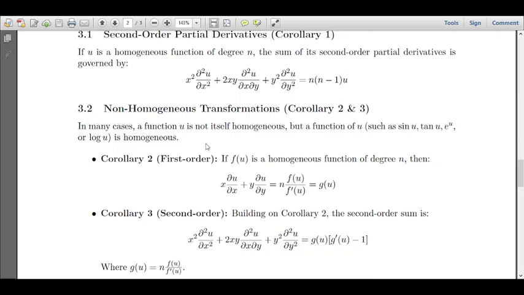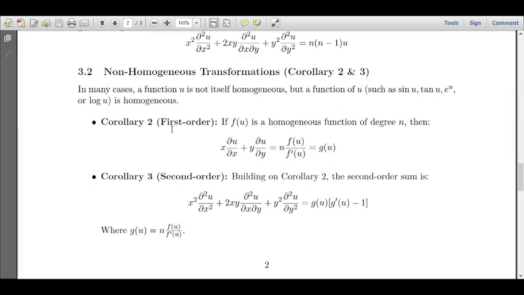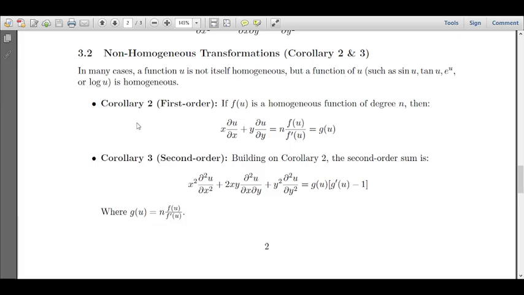So in many cases, a function u is not itself homogeneous, but it is a function of u, like some trigonometric, exponential or logarithmic function, right? If u is not itself a homogeneous function, but it can be expressed as a function of u that is homogeneous, right? If it can be expressed in a function of u, it can become homogeneous. Then for the first order, in that case we will use another theorem.